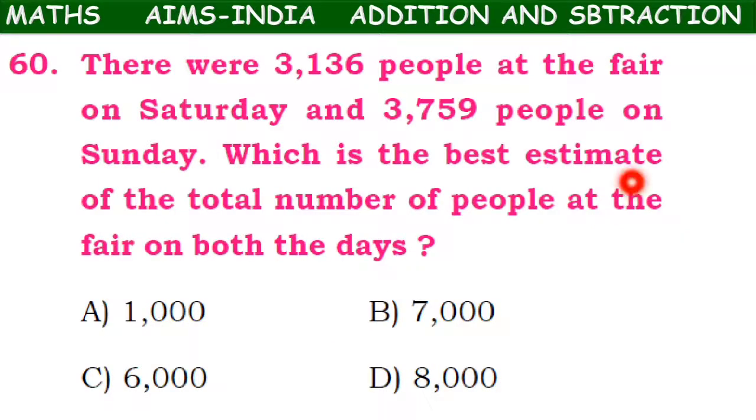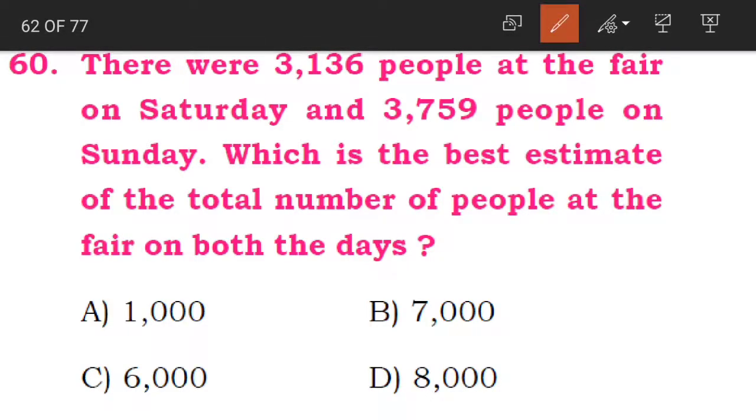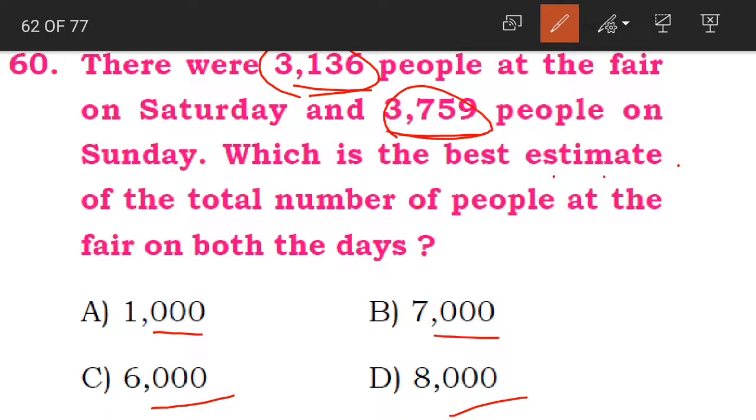Moving on to question number 60. There were 3,136 people at the fair on Saturday and 3,759 people on Sunday. Which is the best estimate of the total number of people at the fair on both the days? Yes, now if you look at the options, all are thousands. So we need to estimate our numbers to the nearest thousands. Yes, so how do we find out the estimate? First we need to round off these two numbers and then find the sum.